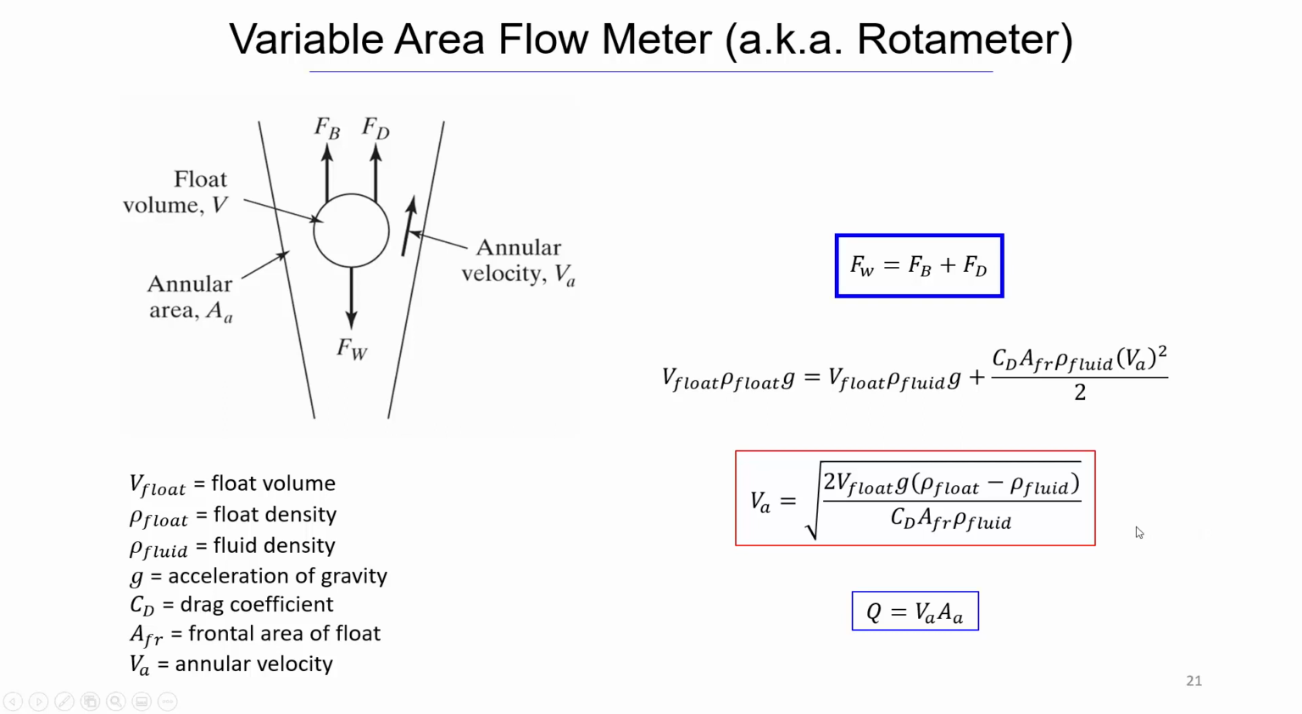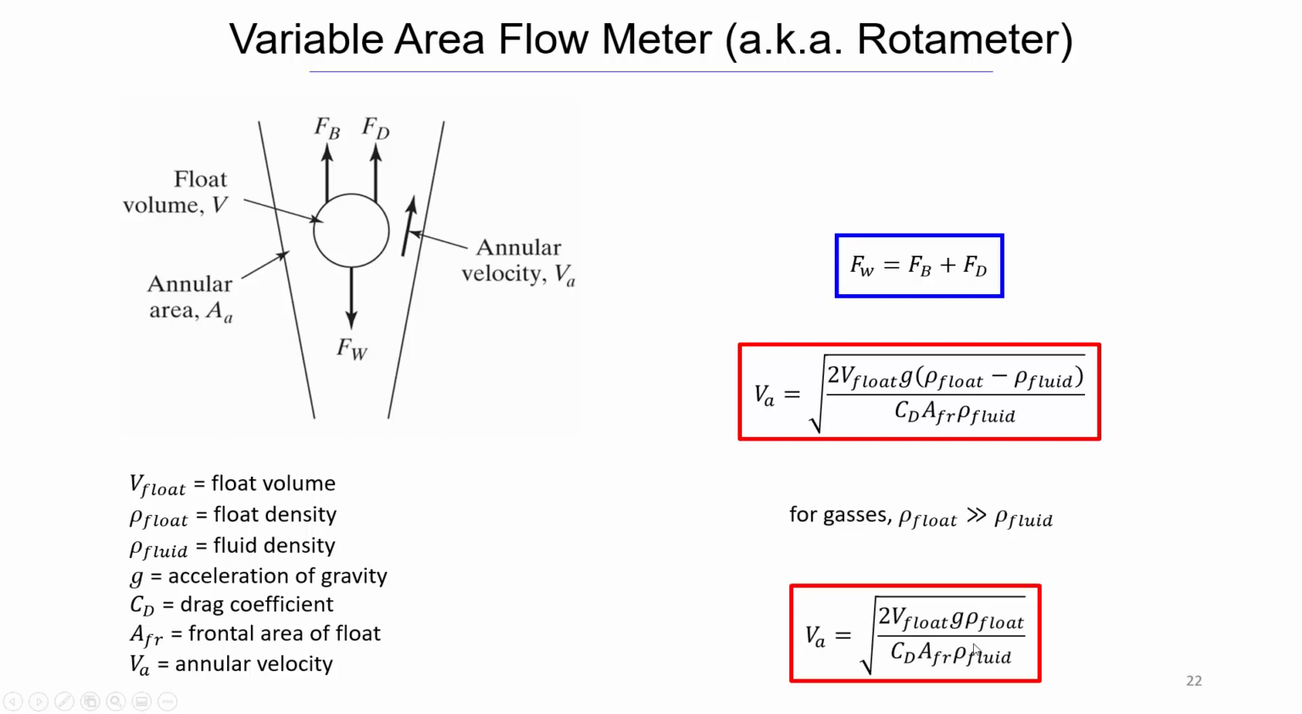And then, like I said, the annular velocity isn't going to be the final thing that we're after. We're going to want to know more in terms of volumetric flow rate. So the volumetric flow rate is going to be the annular velocity times the annular area. And then something else: that would be if we're measuring a liquid. If we're measuring a gas, then the density of the float is much greater than the density of the gas. So in that case, we can get rid of this term, simplify it down to just that.